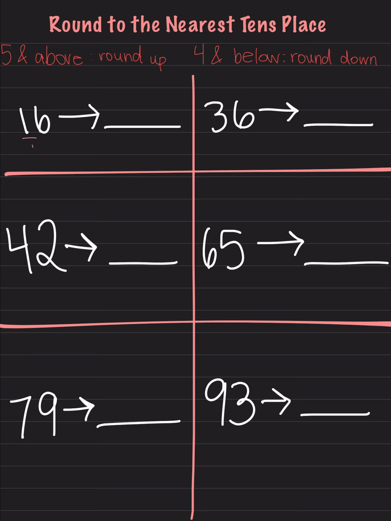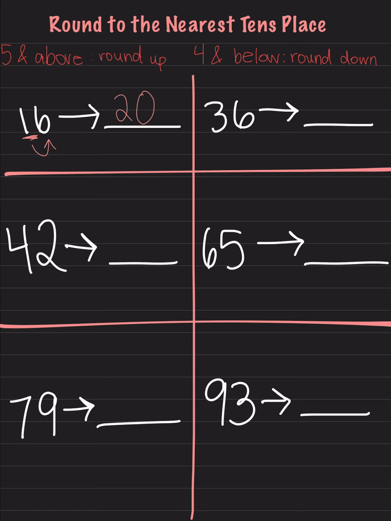I will now look at the next number, which is 6, and I will ask myself, is 6 5 and above, or is 6 4 and below? I know that 6 is 5 and above, so that means I have to round up. I will come back to this 1 over here, and I will round it up, which means the 1 now becomes a 2. I simply add 1 to this number over here. Next, I will follow it with a 0. This means that 16 rounded to the nearest tens place is 20.